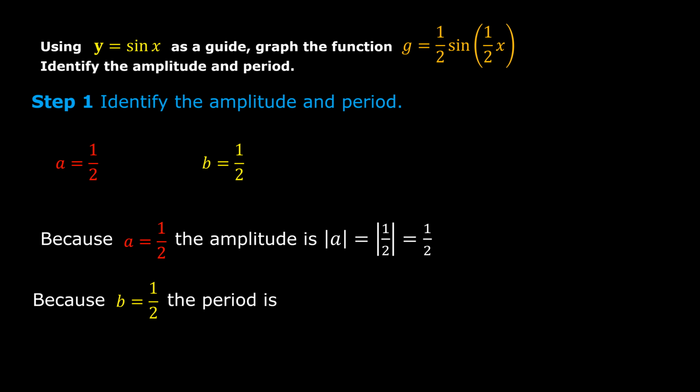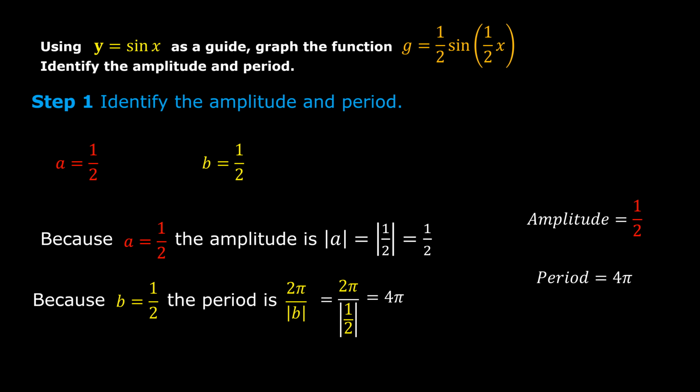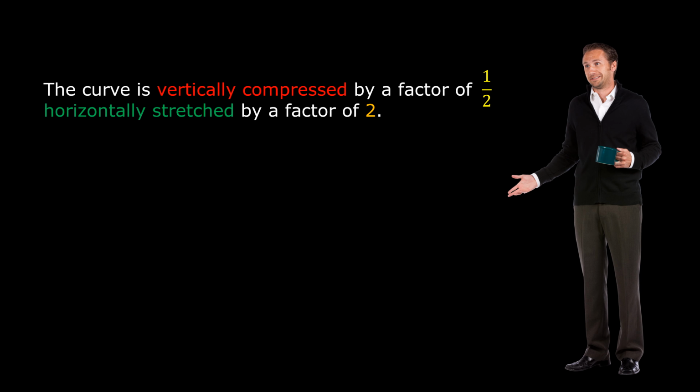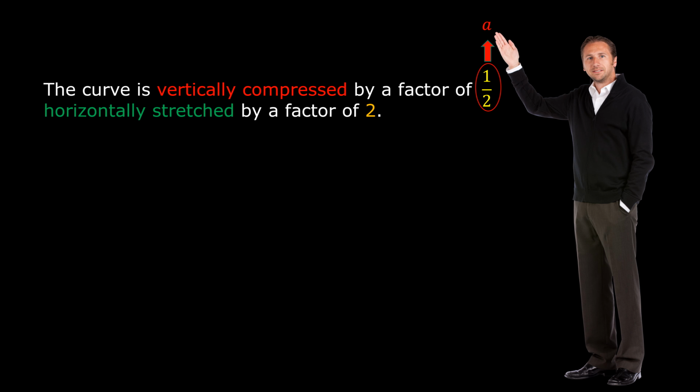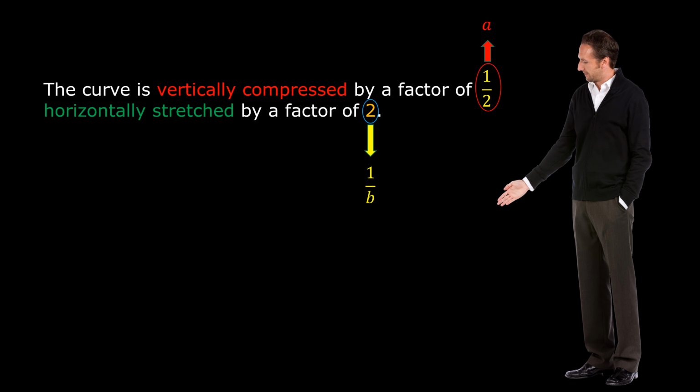Now, since b equals half, the period is 2 pi divided by the absolute value of b. Here it's 2 pi over the absolute value of half, which after calculation equals 4 pi. So the amplitude equals half, and the period is 4 pi. Here the curve is vertically compressed by a factor of half, and it's horizontally stretched by a factor of 2. So this is the value of a, and this is the value of 1 over b.